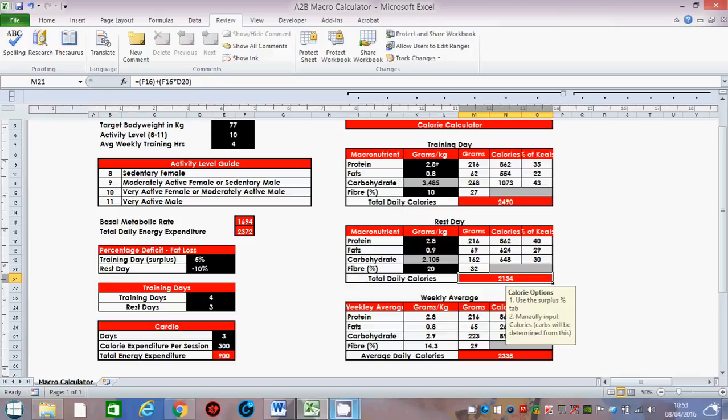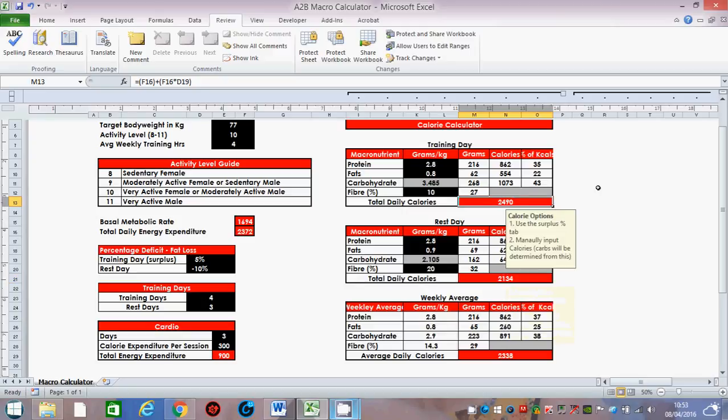Now obviously with this big calorie target, it can still be difficult to figure out how much protein you need to eat, how much carbohydrate you need to eat, and how much fat you need to eat.